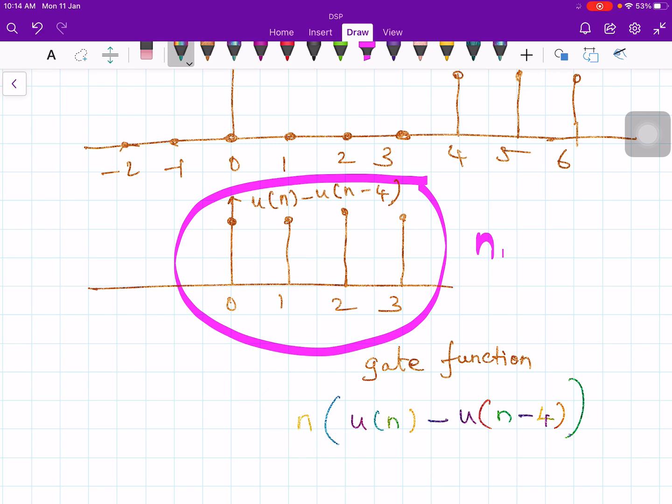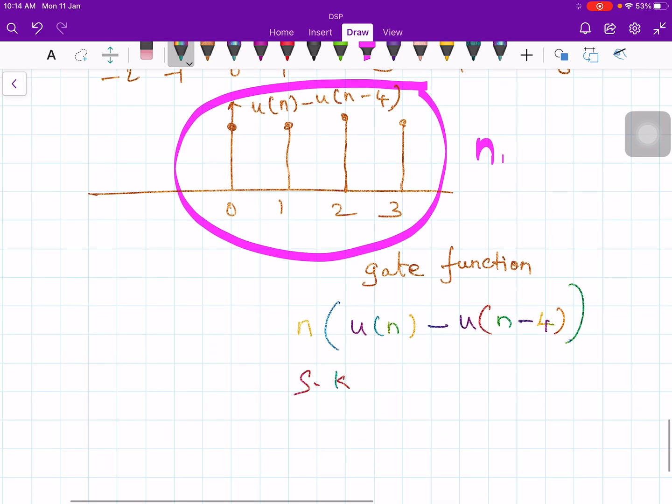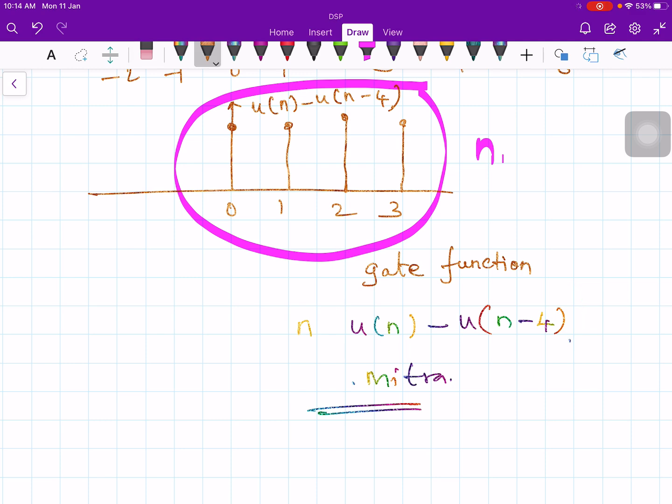There are a large number of problems in the textbook, so you can work them out. S K Mitra, simply we'll call it Mitra.